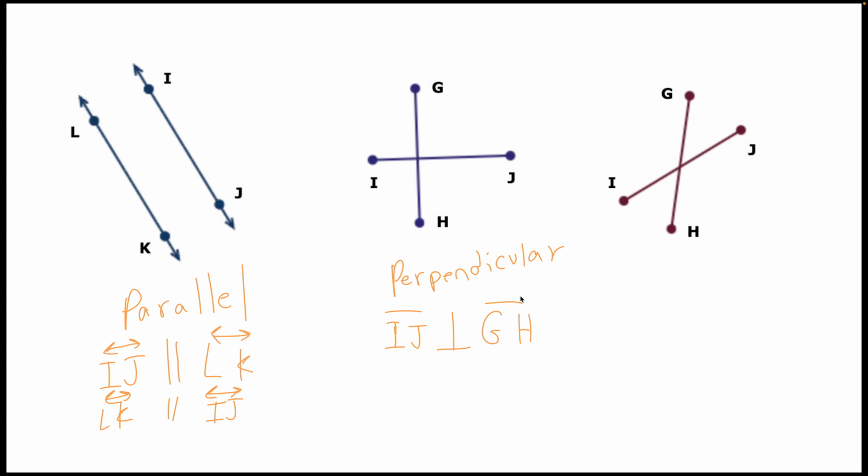For the last one, these lines are not parallel. They're not perpendicular, but they do intersect. And there is no fancy symbol for intersecting lines. Parallel has a symbol, perpendicular has a symbol, intersect. We would just say that line segment IJ intersects line segment GH. Okay, you just use the word for intersection.